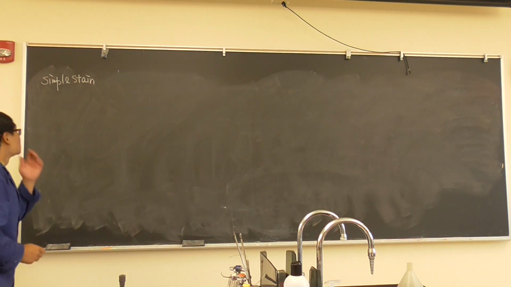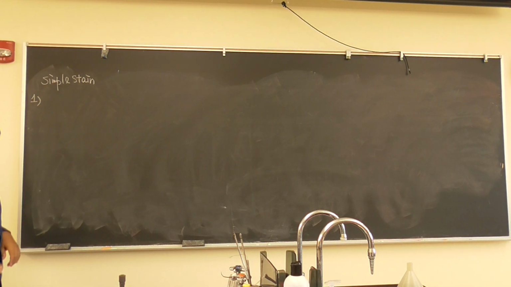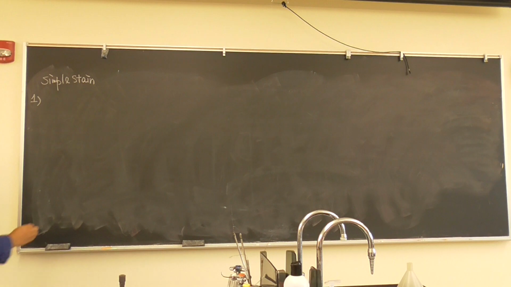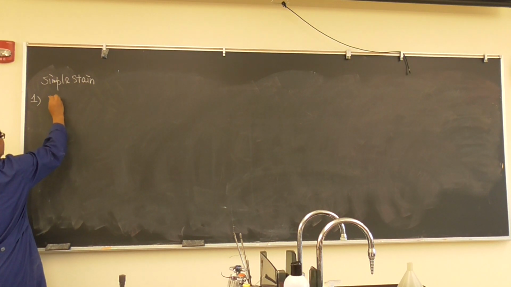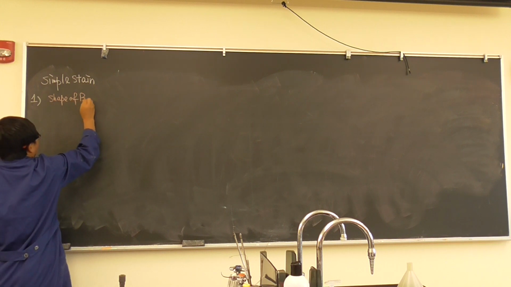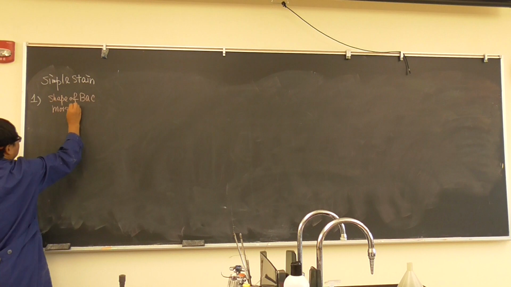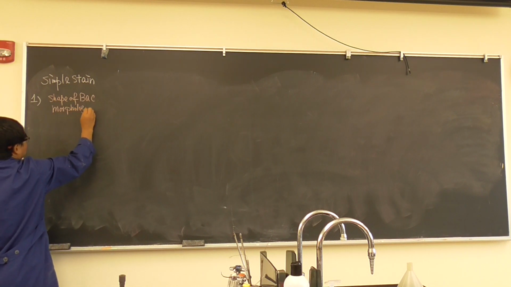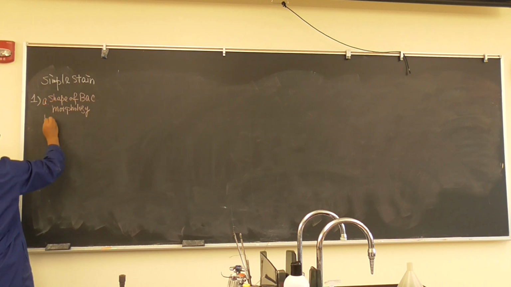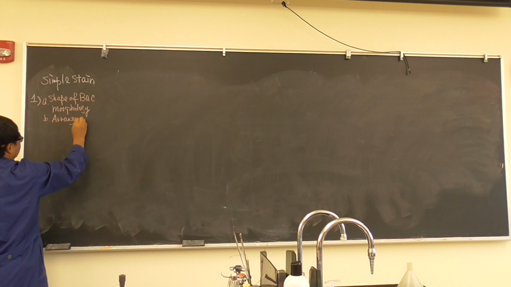Okay. So here is the thing. Why do we need to do the simple stain? The simple stain will tell you two important pieces of information. The shape of the bacteria, and we call it morphology. This is number one. Number two is we know the arrangement of bacteria.